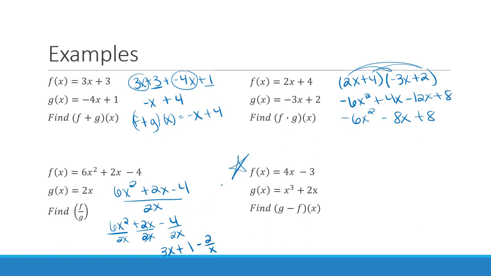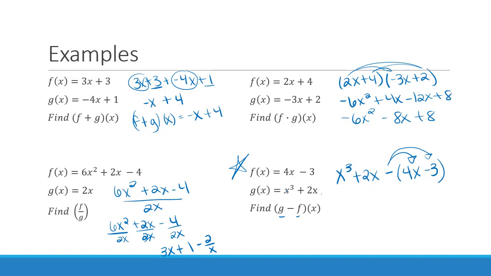Subtraction is probably the trickiest of the four. And the reason being is you really want to make sure that you're careful what order the question asks you to subtract. So like in this case, it's saying g minus f. So I'm starting with g, which is x to the third plus 2x, and I'm subtracting f. But notice how I write this. I'm not just subtracting 4x, I'm subtracting 4x minus 3. This makes a difference because that subtraction has to be distributed to everything in that second function.